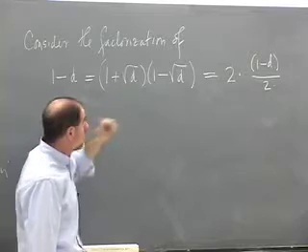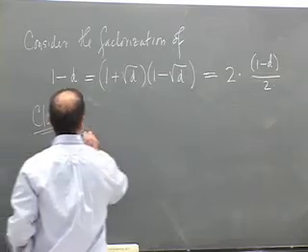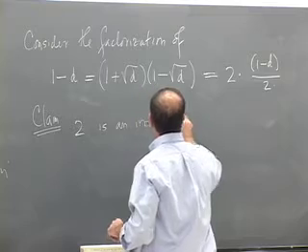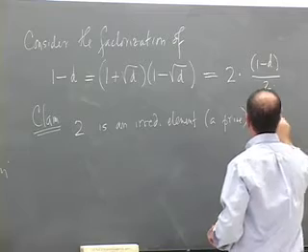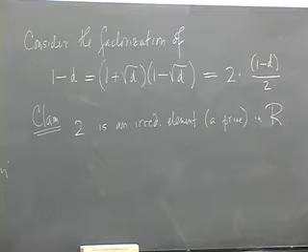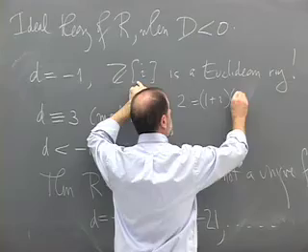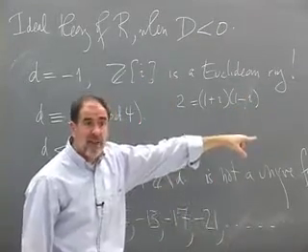Okay? So I claim 2 is an irreducible element, a prime, in R. The number 2. So you can't factor 2 in any essential way in this ring. Now that was false in this Euclidean ring, where you could factor 2. 2 is equal to 1 plus i times 1 minus i, and neither of these were units. But in these rings, I can't factor 2.